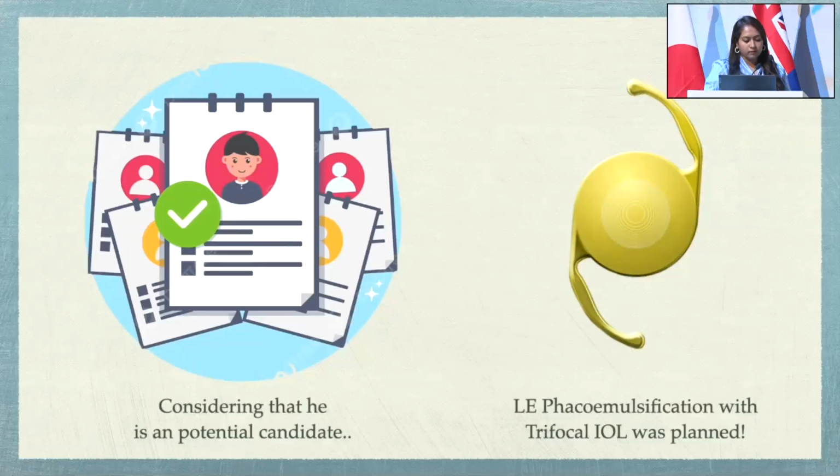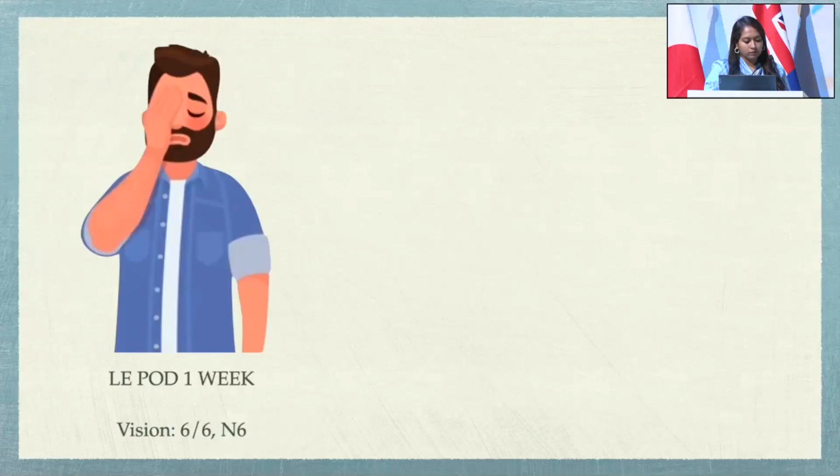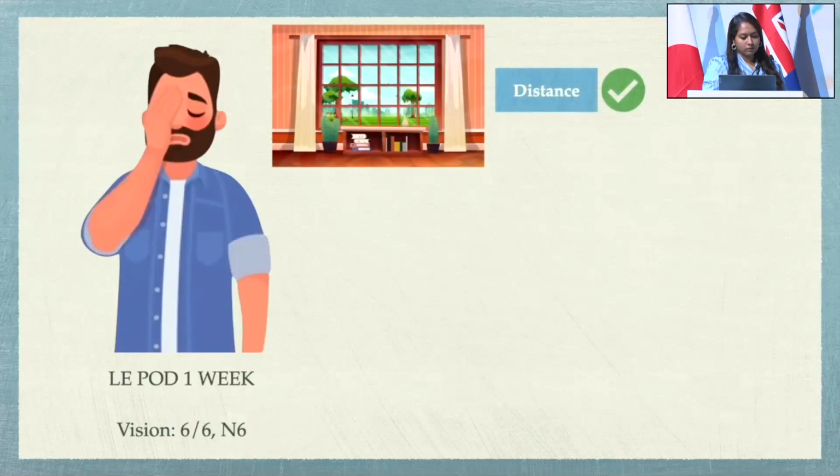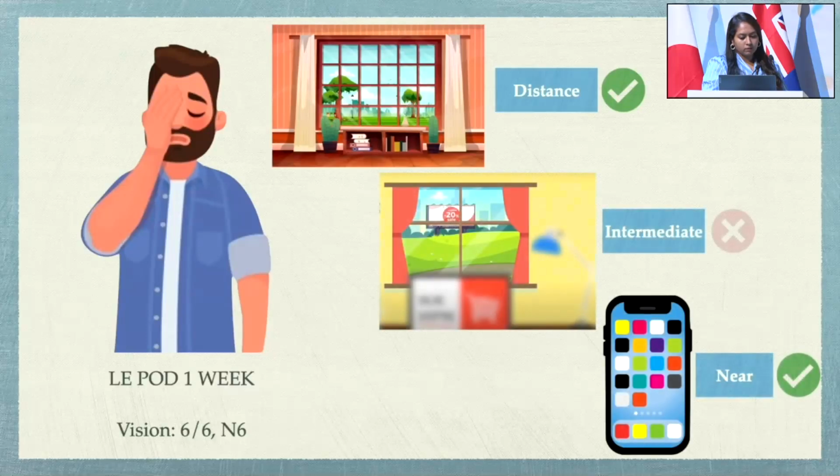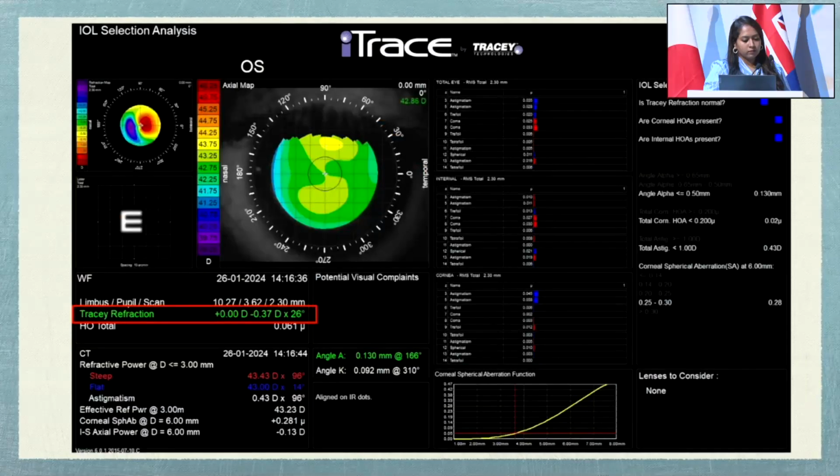A thorough pre-operative counseling was done regarding the patient's expectations post-surgery. Post-operatively, even though he had a vision of 6/6 and N6, he was extremely dissatisfied. According to him, his vision was clear for the distance and near, but he was unhappy with the intermediate vision and the range of this intermediate vision. The post-op eye trace refraction was also insignificant, and the patient was not accepting any glasses for distance or near.